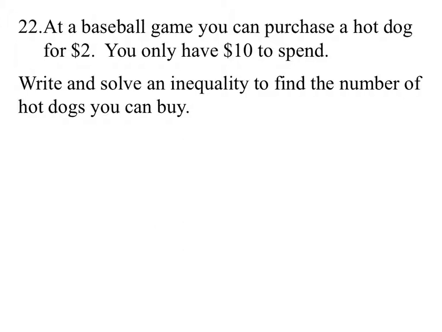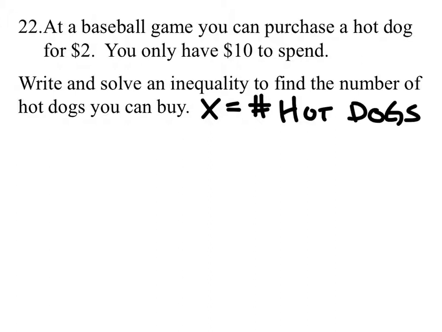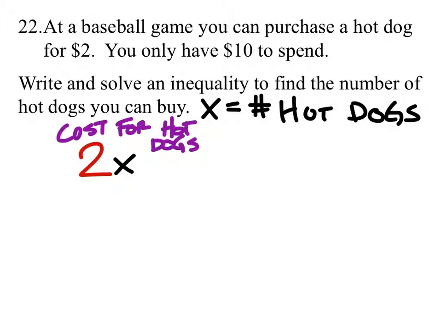So here's what we know: we're going to say that x equals the number of hot dogs. And we know it's $2 for every hot dog, so if we multiply that by x, that would tell us the cost for the hot dogs. Now, on the other hand, all you have is $10 to spend. And what we know about inequalities, especially when it comes to money, is that you cannot spend more than you have. So how much you have needs to be greater than, or it could be equal to. You could spend all $10 if you wanted to.